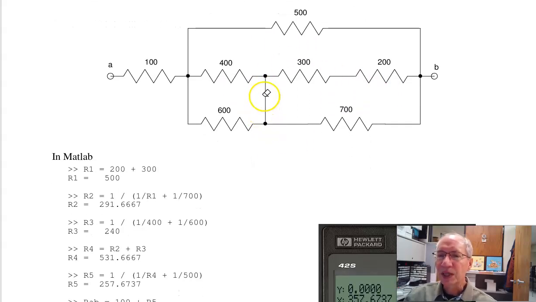So in Matlab I can do that. Find two resistors in series. So 200 and 300 are in series, call that R1. R1 is 500. Now 500 is in parallel with 700. So take the inverses, add them, take the inverse. All this together gives you 291.